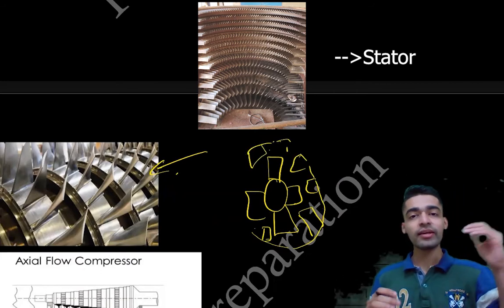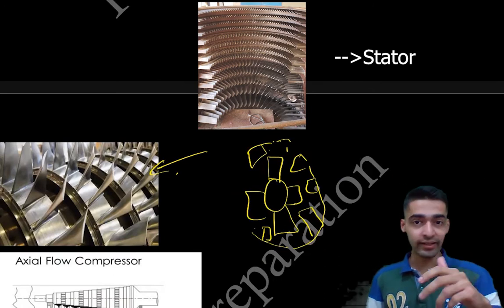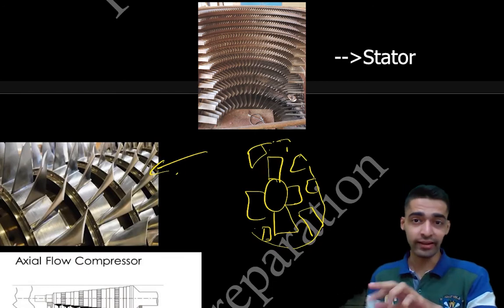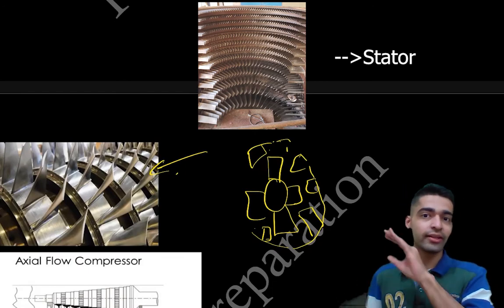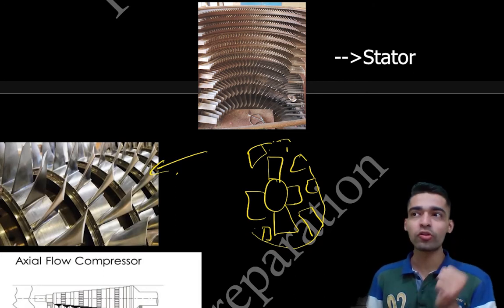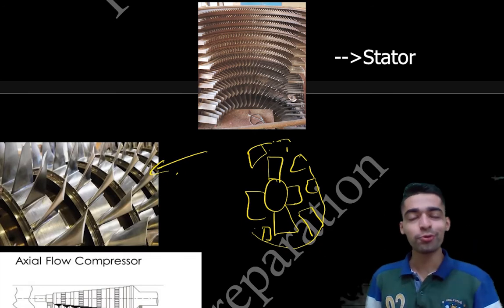Once the air passes through the rotor, it gets hit by the stator. Then again it passes through the rotor, then gets hit by the stator, then passes through the rotor again, and gets hit by the stator again. Why am I saying it so many times? Because you want to understand how much torture the air passes through.